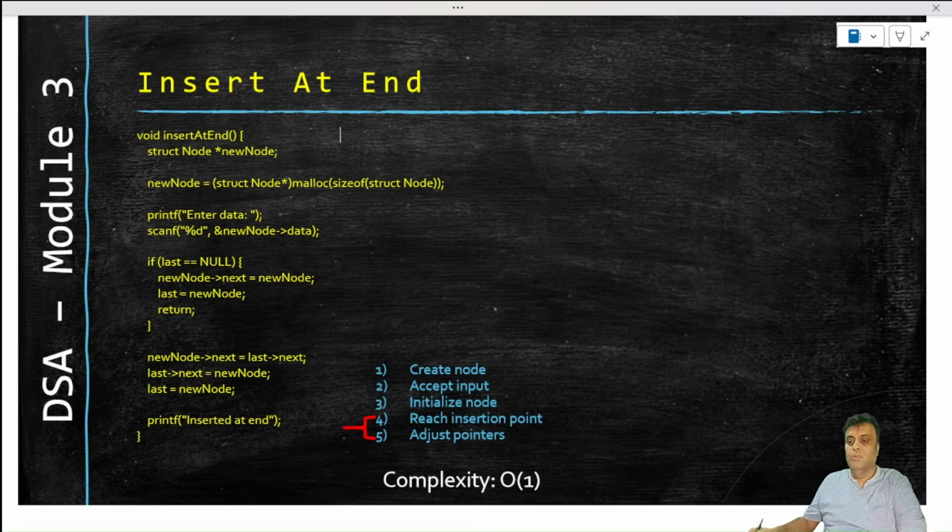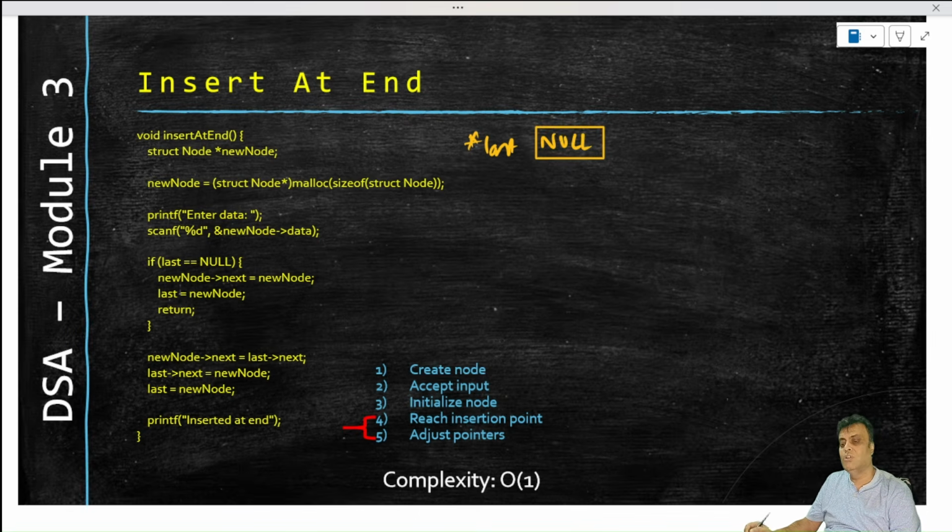Yeah. So for this particular insert, this use case where we are inserting where last is equal to null. So our last pointer is pointing to null. That means there is no last node. That means there is no first node also. If there was a last node, it would have pointed to first. So there is no last node or first node. That means this is an empty list and I'm trying to insert at the end.